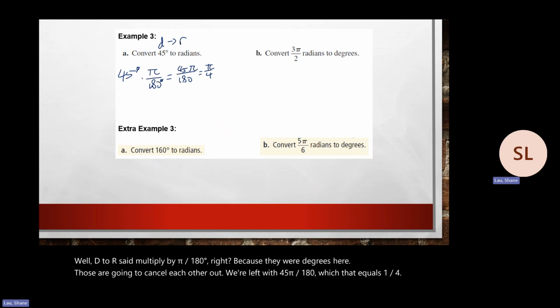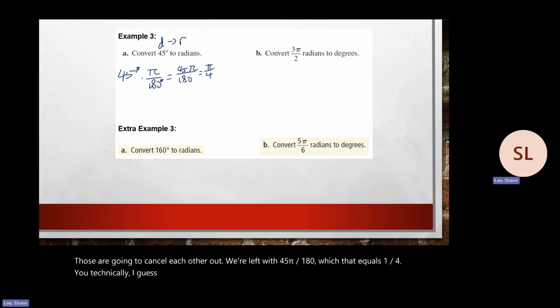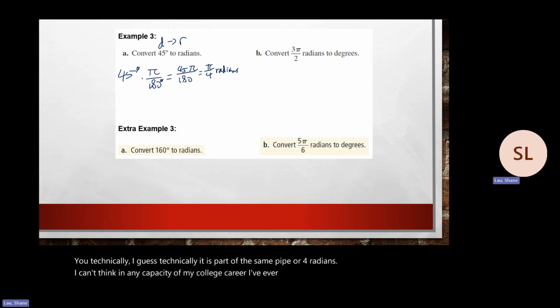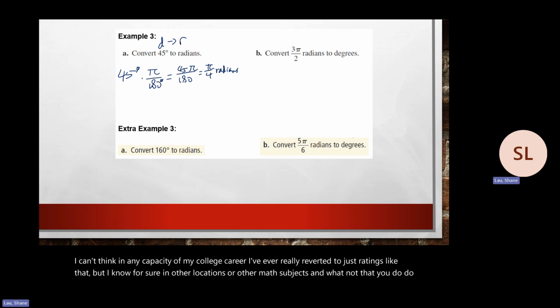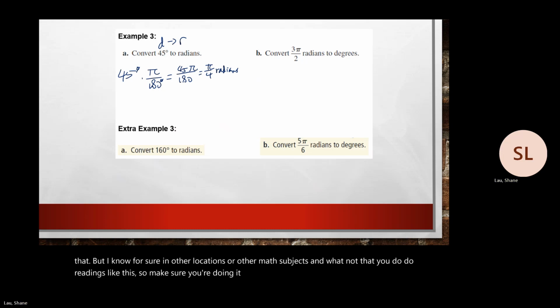Technically it is correct to say pi over 4 radians. I can't think in any capacity of my college career I've ever really converted to just radians like that. But I know for sure in other locations or other math subjects and whatnot that you do radians like this. Okay? So make sure you're doing it correctly.